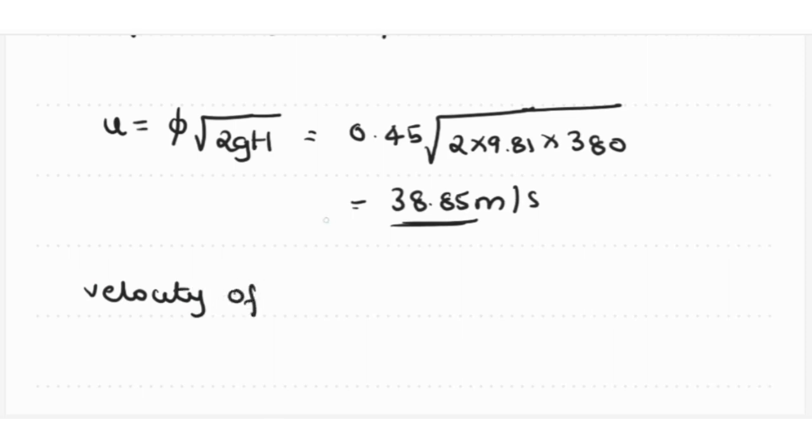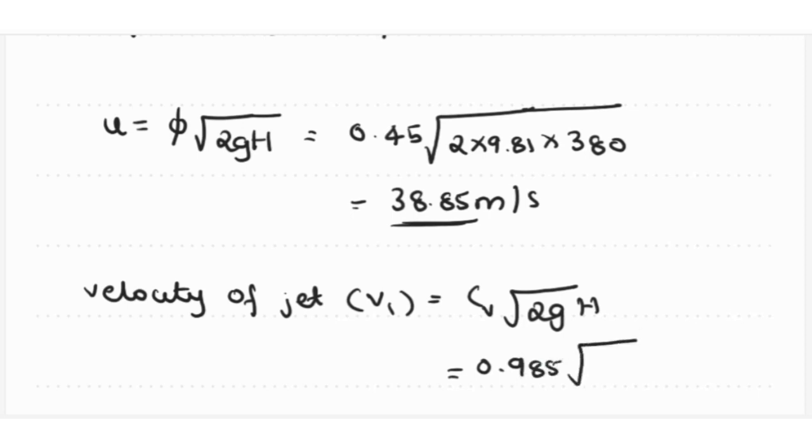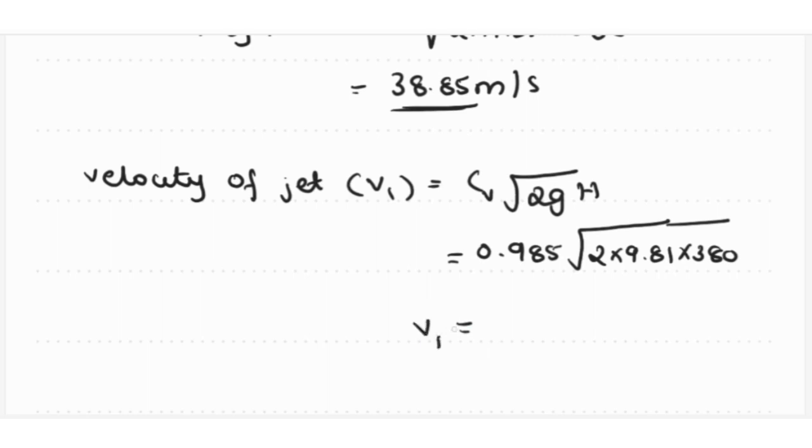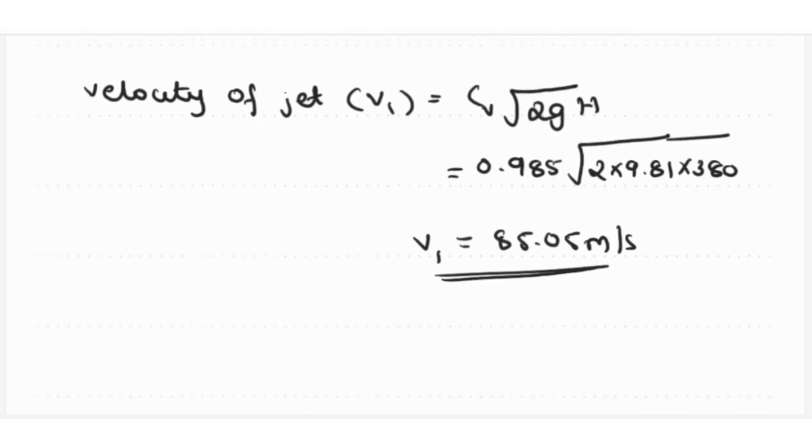Velocity of jet. v1 is equal to Cv into root of 2gH. So Cv is 0.985 into 2 into 9.81 into 380. If you solve, you will get v1 is equal to 85.05 meter per second. So here we know u now, we can calculate, and rotation speed, that is rpm, is known.